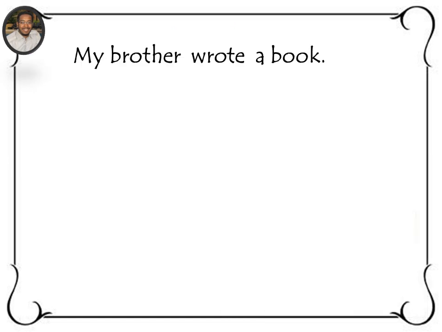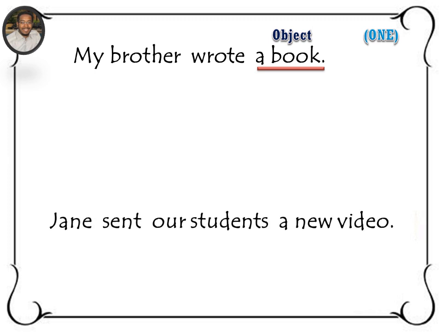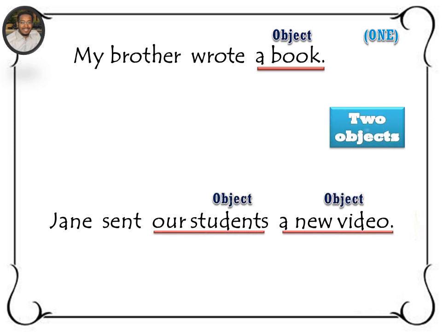So there is one object in this sentence: my brother wrote a book. How many are there in this? Jane sent our students a new video. Yes, there are two objects, our students and a new video. So what did Jane send our students? A new video, and a new video is a direct object, whereas our students is an indirect object.